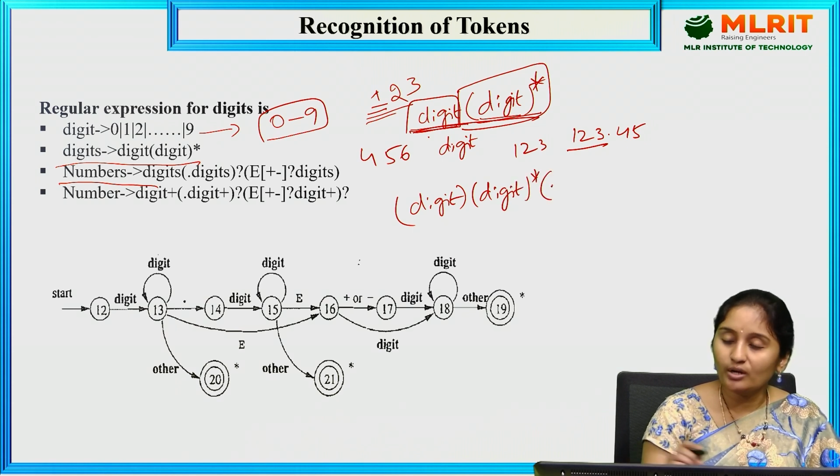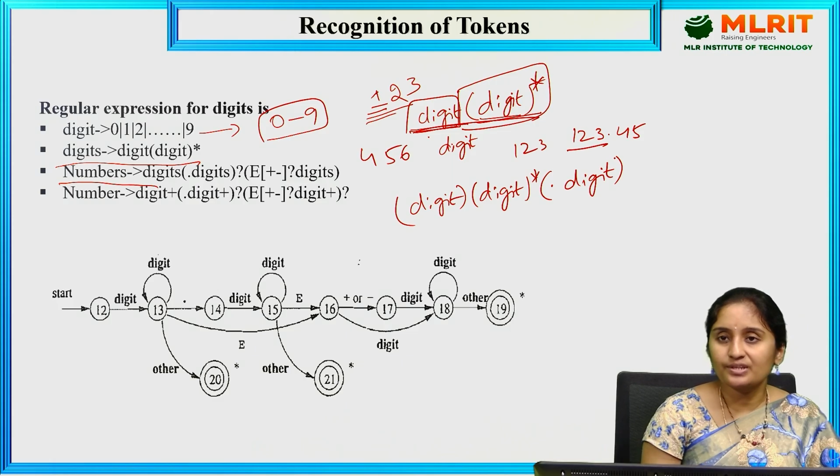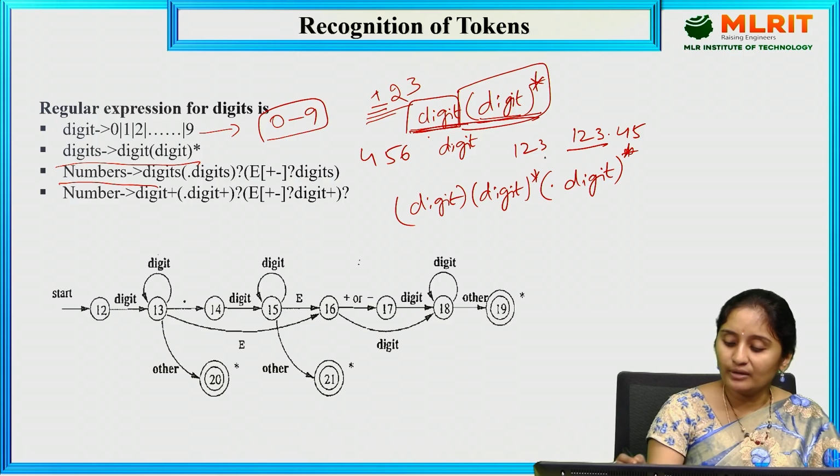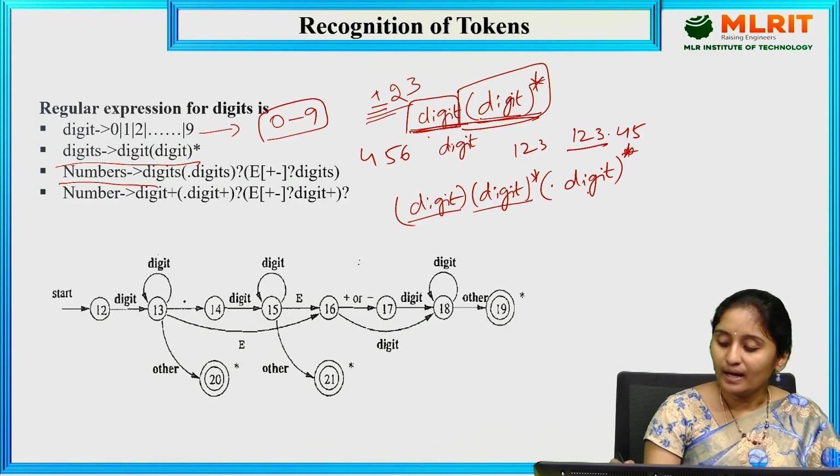I have dot, which is nothing but the floating point. Then I can have digit, digit star, like 1, 2, 3. The star means there can be one or more occurrences. Then I can have dot, and next I can have digit and digit star.